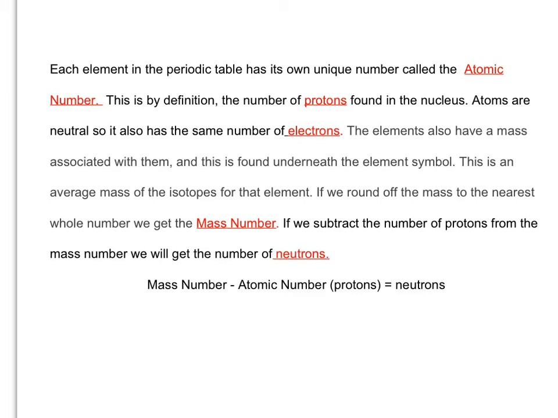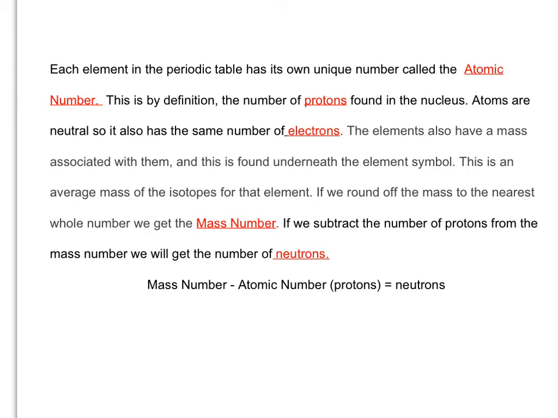Each element in the periodic table has its own unique number called the atomic number. This is, by definition, the number of protons found in the nucleus. Atoms are neutral, so it also means the same number of electrons. So protons and electrons are equal, and they're equal to the atomic number.